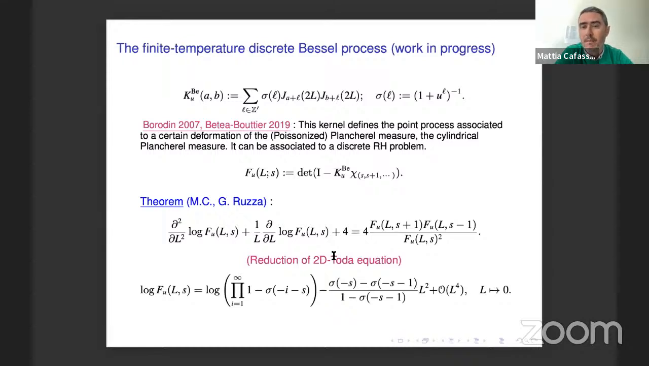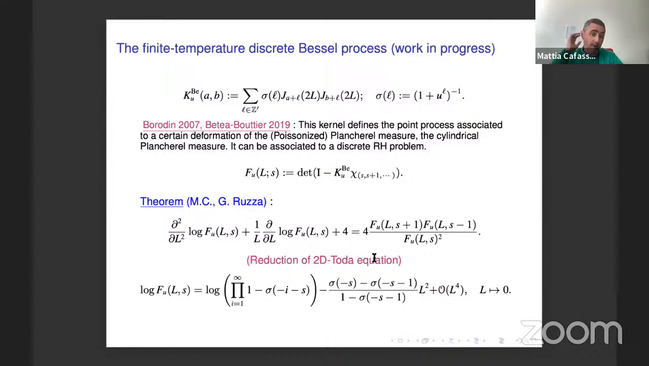More precisely, in formula, you can prove that this function F_U(L,S) satisfies this equation, which relates on one side the log derivative of F_U with respect to L with the discrete log derivative of the same function with respect to the variable S, because here the variable S is a discrete variable. S lives in the semi-integers. So this is a reduction of the two-dimensional Toda equation.